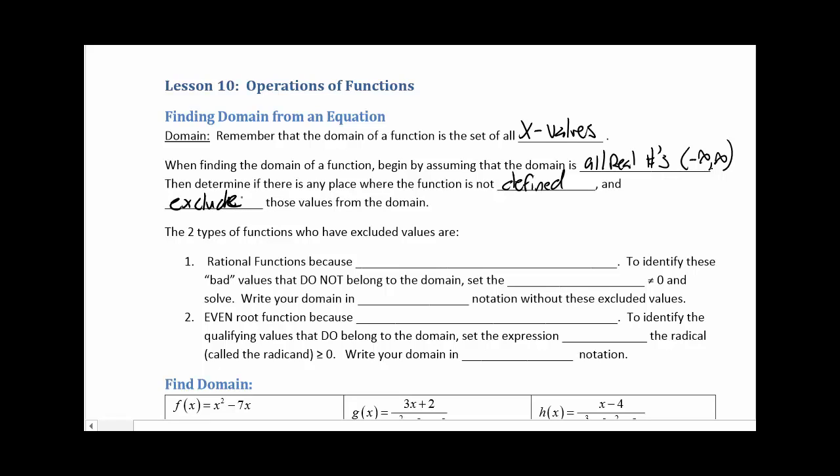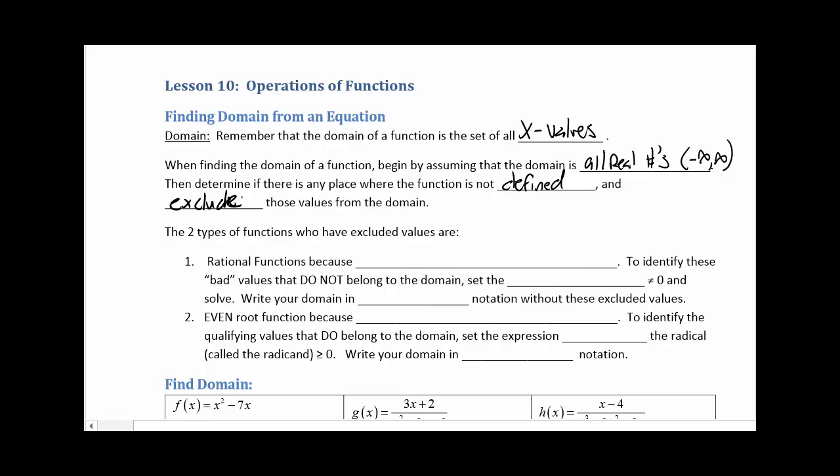Okay, so in other words, when we look at a function, we're going to start off by saying, hey, everything works, and then we'll look for situations where there's some sort of violation or something where it doesn't work, and then those are the things that will kick out of the domain. Okay, so some very common examples.